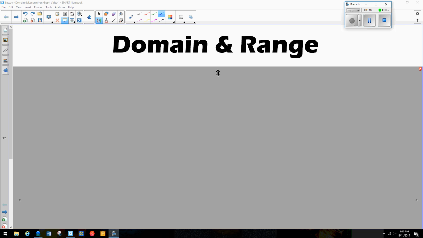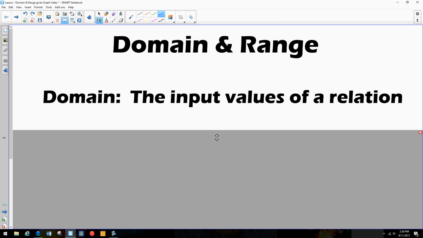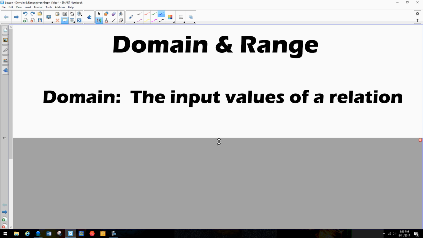So domain and range. What is domain? Here's the definition. Go ahead and pause the video at any point if you need more time to write things down. I'm just going to continue talking, but don't forget that you can always pause if you need to. So domain is the input values of a relation. If you remember from last year, if you go to plot a point, there's an x value and a y value. The domain are all of the x values.